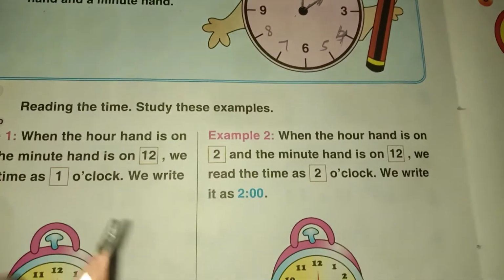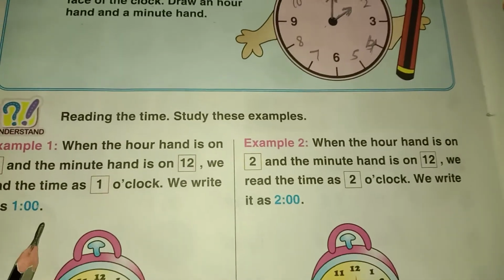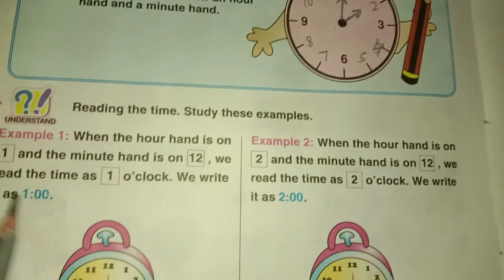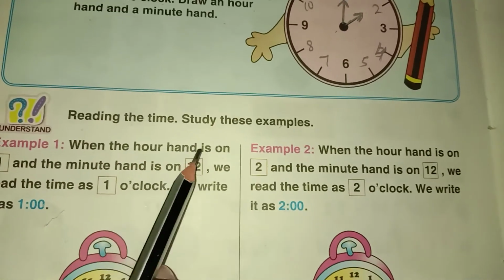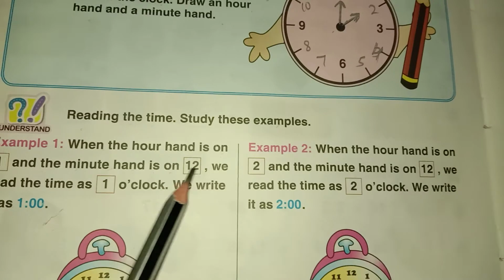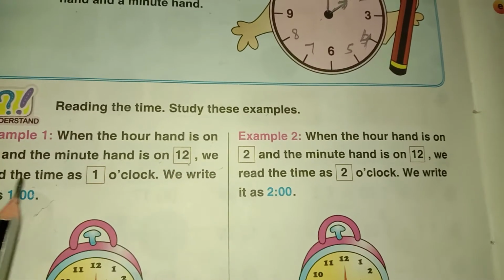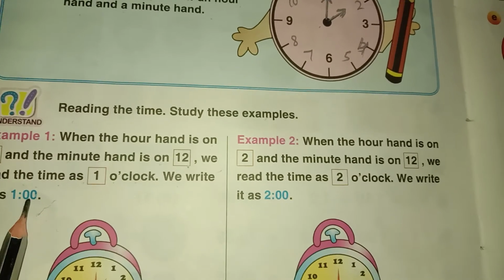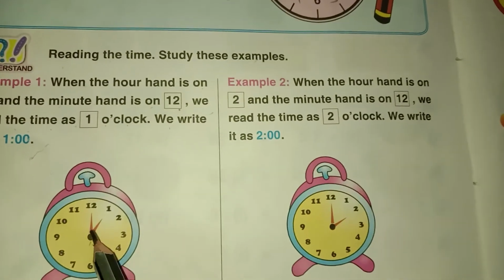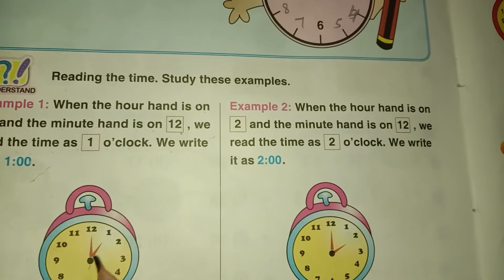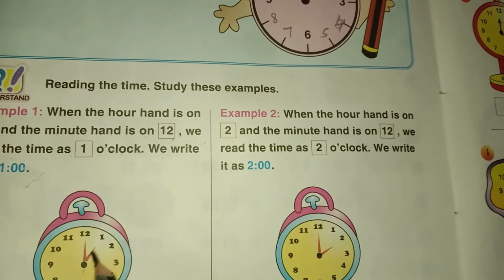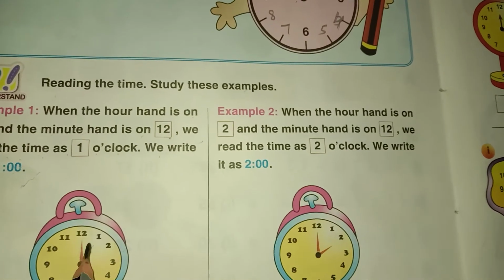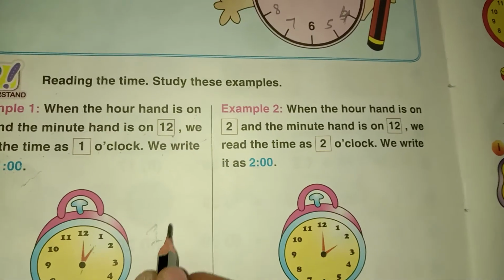Dear students, here they have given some examples. Okay, see here, reading the time, study these examples. First example: when the hour hand is on 1 and the minute hand is on 12, we read the time as 1 o'clock. We write it as 1. Okay, see here, the minute hand is on 12 and the hour hand is on 1, and we read the time as 1 o'clock.